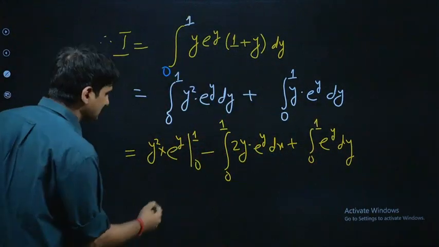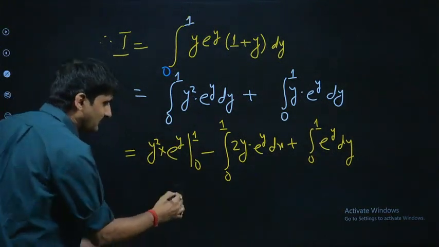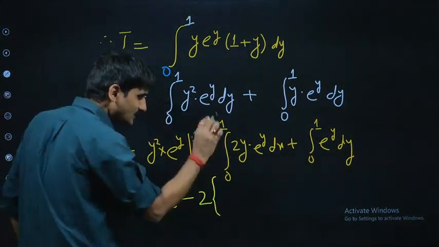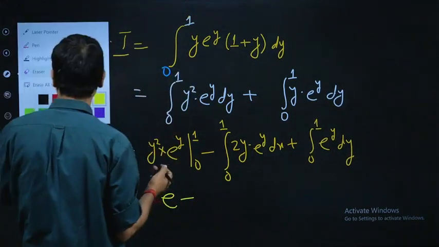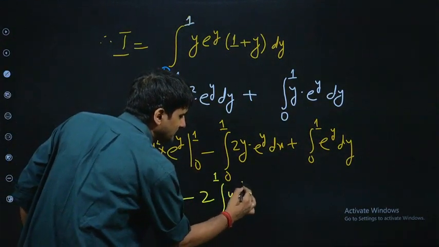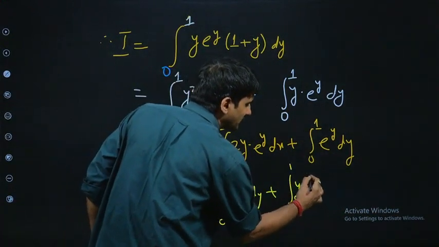So what will we get? How much is this? When y is 1, this is e, when y is 0, it's 0. So minus 2 times again. One more thing, why am I putting a bracket here? Because 2 times the integral, so it's minus 2 times the integral from 0 to 1 of y into e raised to the power y dy plus the integral from 0 to 1 of y into e raised to the power y dy.